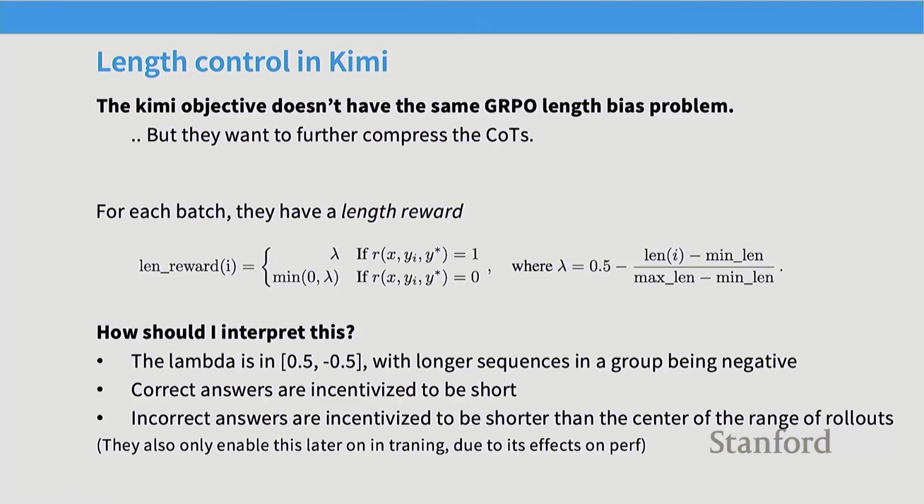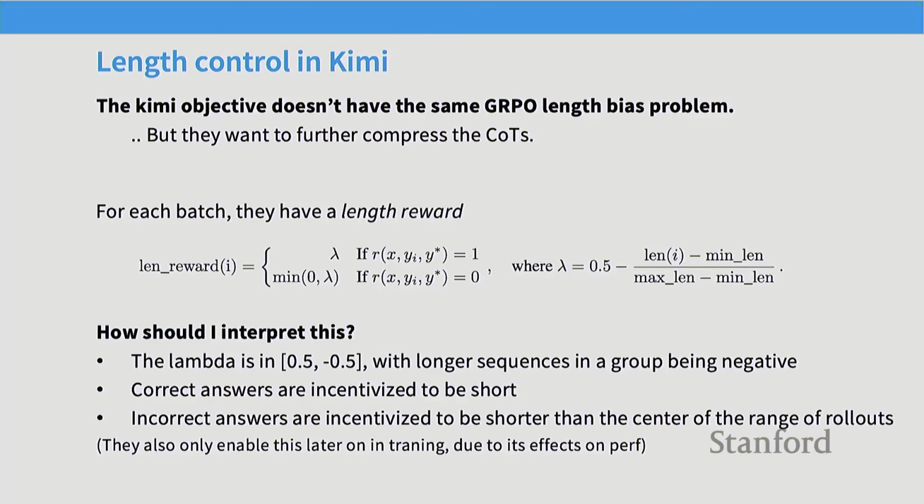This is a somewhat funky loss to me, to be honest, but you can kind of understand the dynamics of this loss, which is you're incentivizing correct answers to be as short as possible, and incorrect answers are incentivized to be kind of average-ish, right? And so you don't have as strong of an optimization pressure to push down incorrect answers to be short.